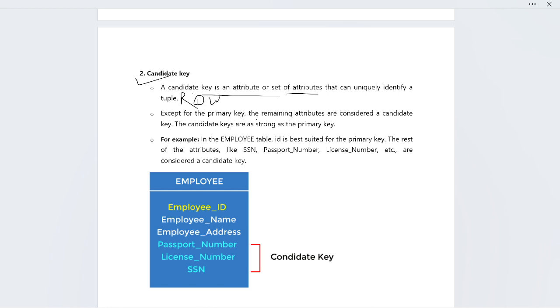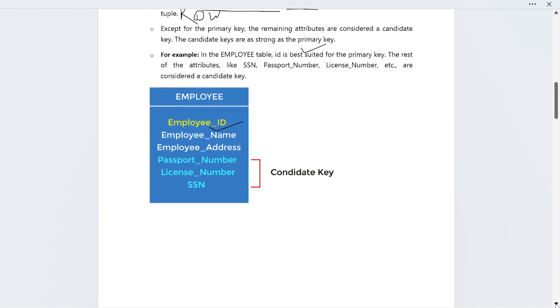Except for the primary key, the remaining attributes are considered candidate keys. The candidate keys are as strong as a primary key. Hope you understand. For example, in an employee table, ID is best suited for primary key, as we understood in the last topic, and the rest of the attributes like SSN, passport, and license number are all candidate keys.